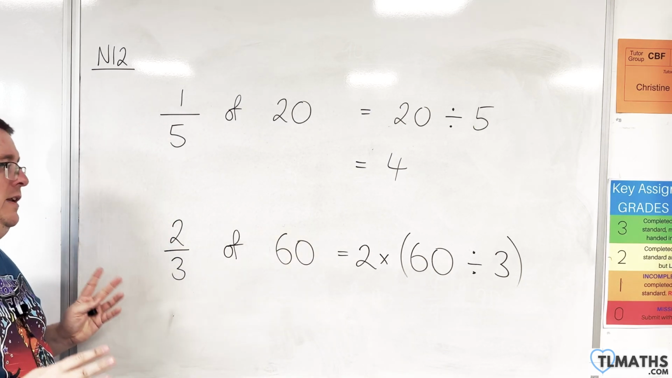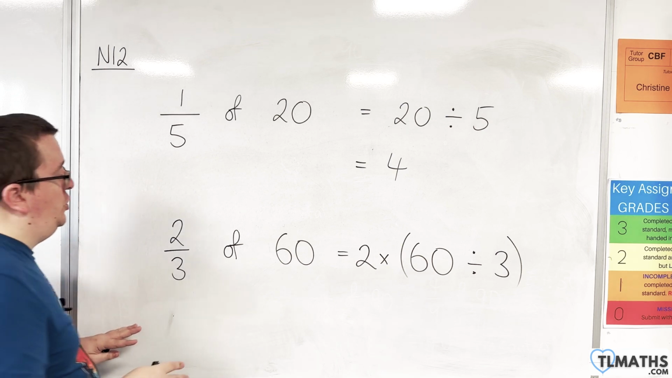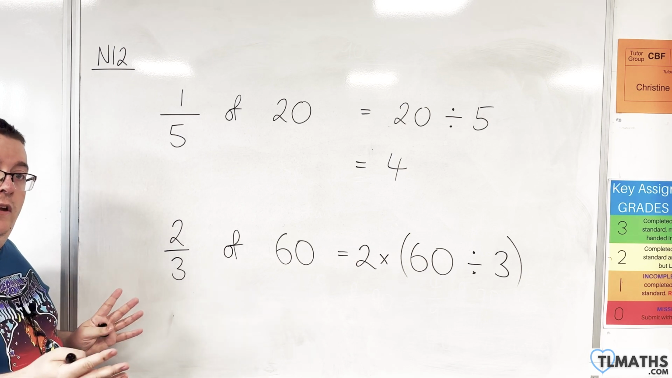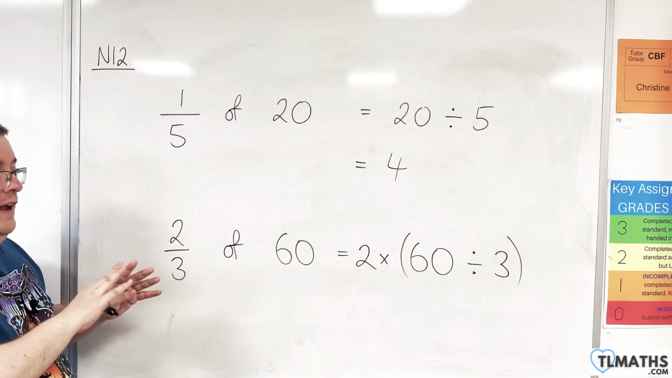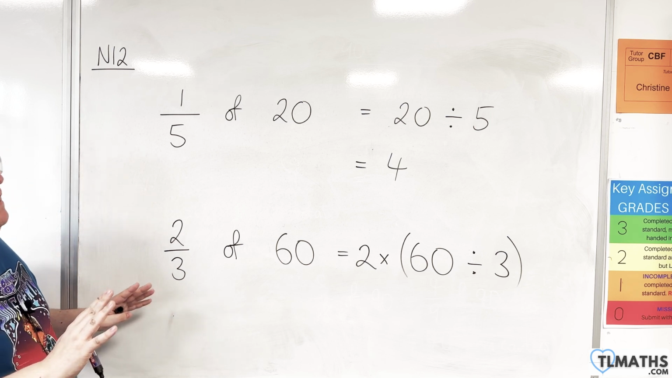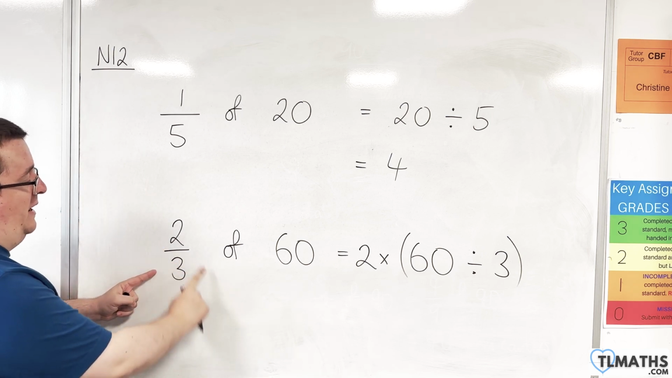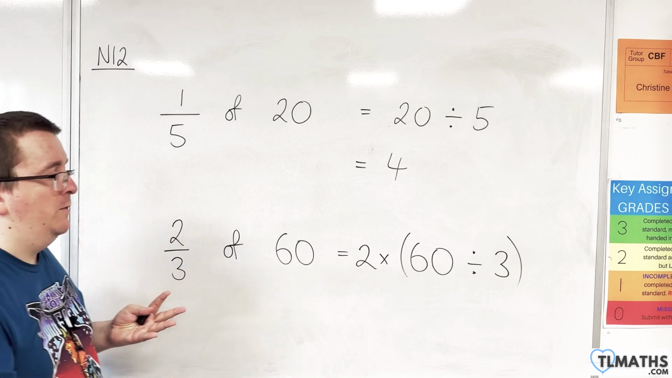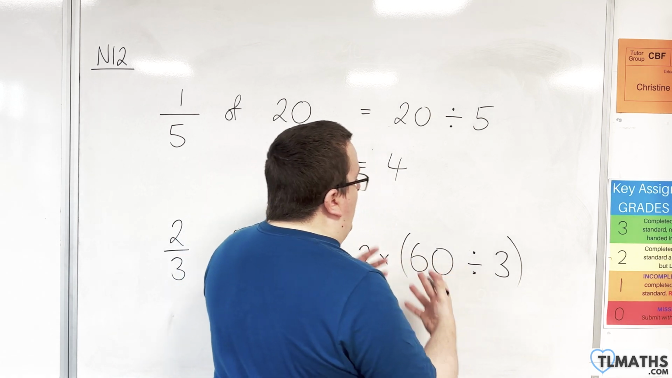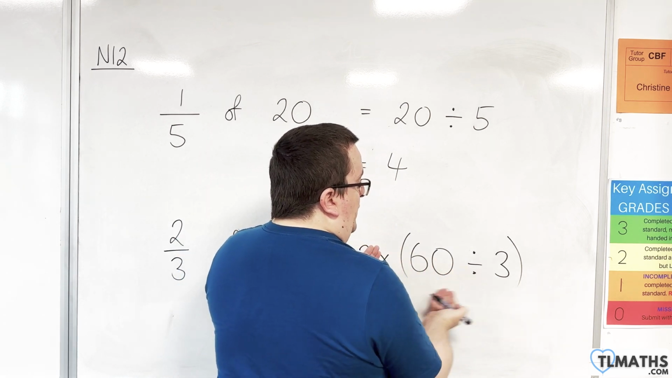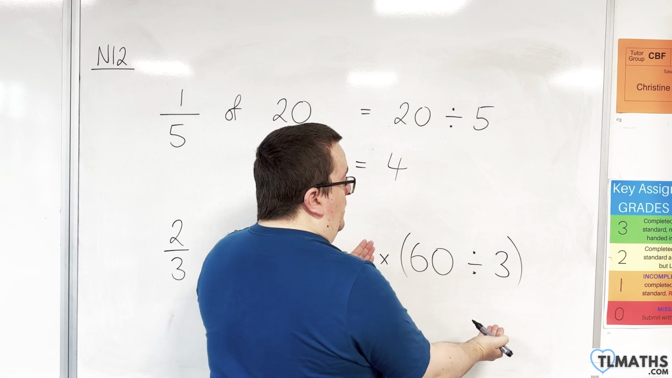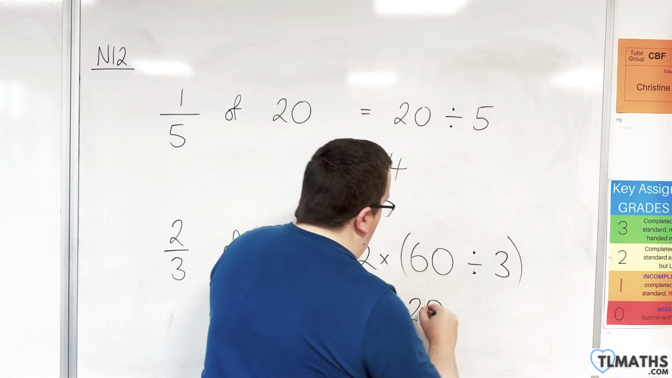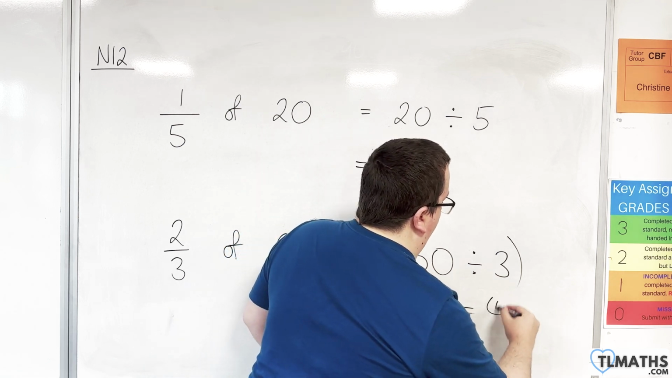Now you might be saying, well actually, could you do it the other way around? Could you do 2 times 60 and then divide it by 3? And yes, that would work also. But that's just not how my brain works on these problems. So I always think about dividing by the denominator first, and then multiplying by the numerator. So I want to work out what 1/3 is first by dividing by 3. Now 60 divided by 3 is 20. So this is the same thing as 2 lots of 20, which of course is 40.